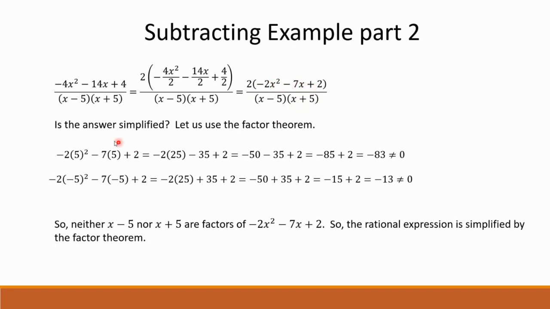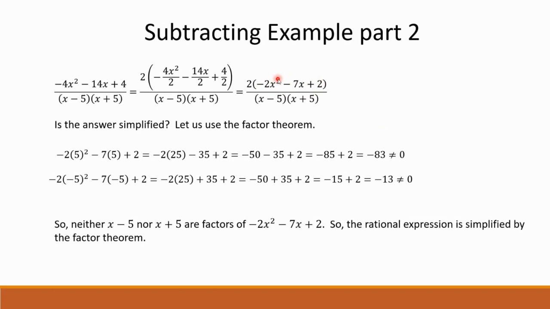And does that happen? That's what these calculations show. It doesn't. So in other words, the numerator does not have 5 as a root, as you can see. It doesn't have -5 as a root either. So that tells us that x minus 5 and x plus 5 are not factors of this. So this is simplified. I mean, you could have tried factoring the numerator here, although I'm not sure if you can factor that.